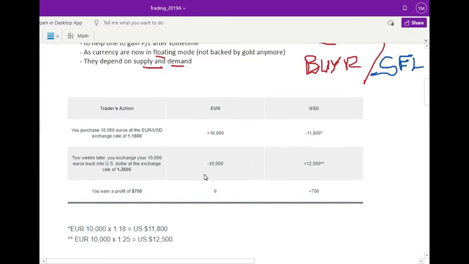So here there's a nice table that helps us to understand how we make money in the markets. Let's take an example of trader's action. So there is a euro and USD. What does this trader do? You purchase. Before we talk about this table, there are two things.